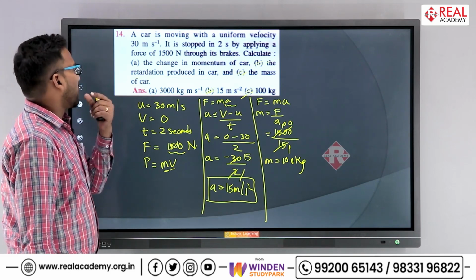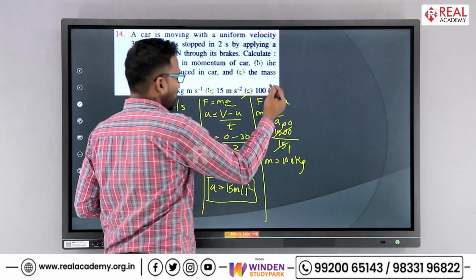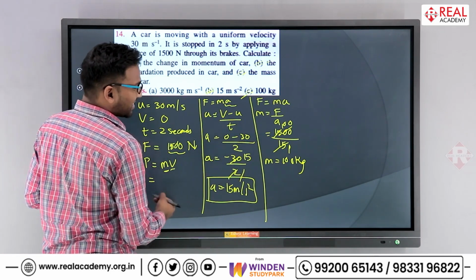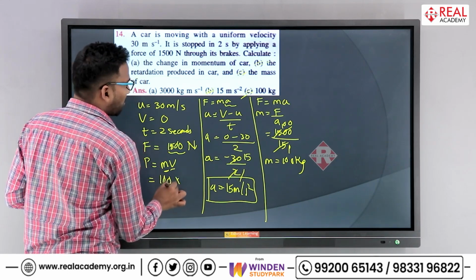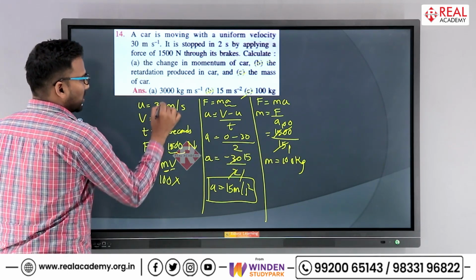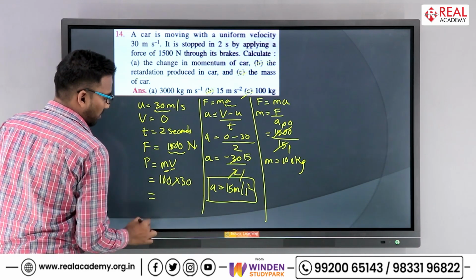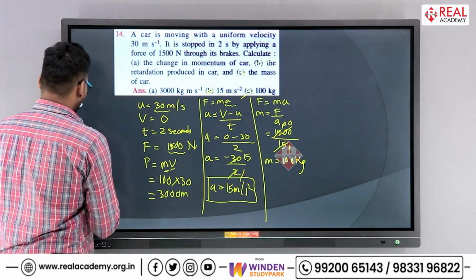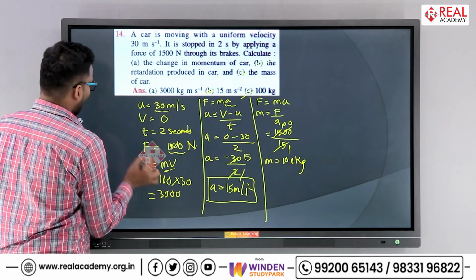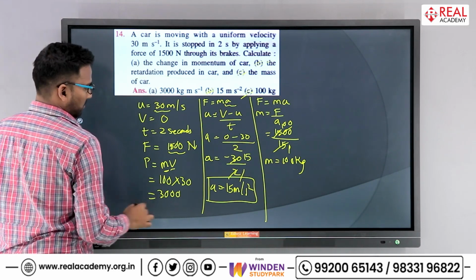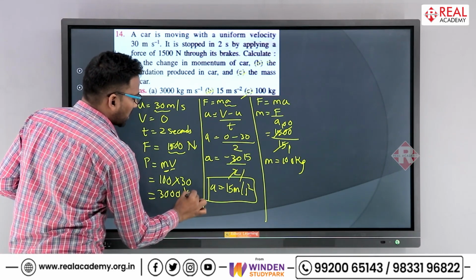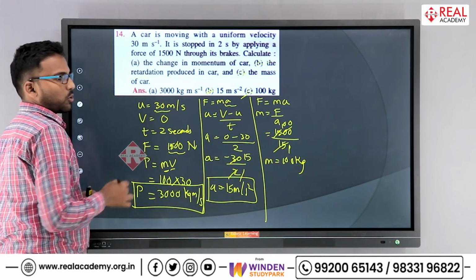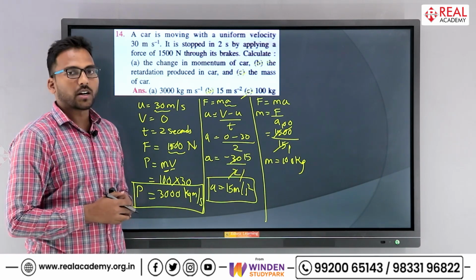What remains? The first one, the change in momentum. Shall I do it here itself? Change in momentum, mass into velocity. What is the mass? Mass is 100. And what about velocity? Velocity is 30 meter per second. So 100 into 30 is 3000 kg meter per second. This is the change in momentum, 3000 kg meter per second.